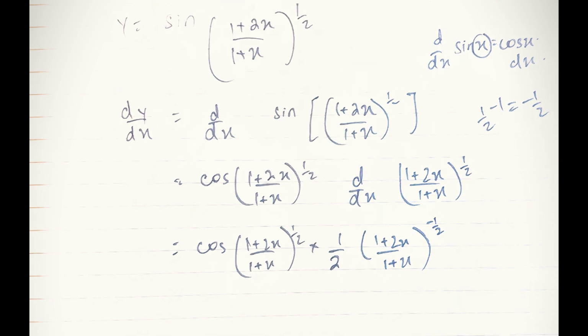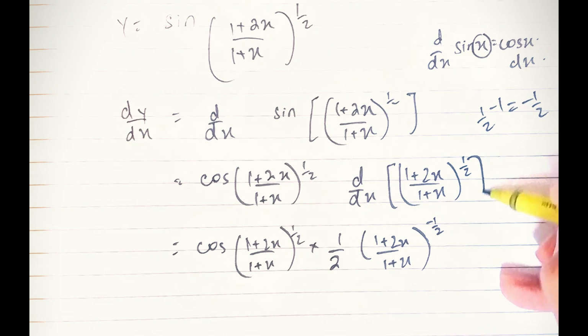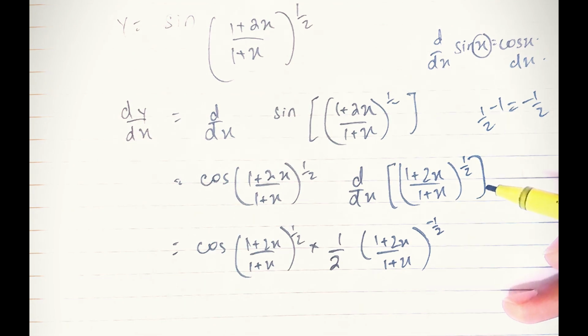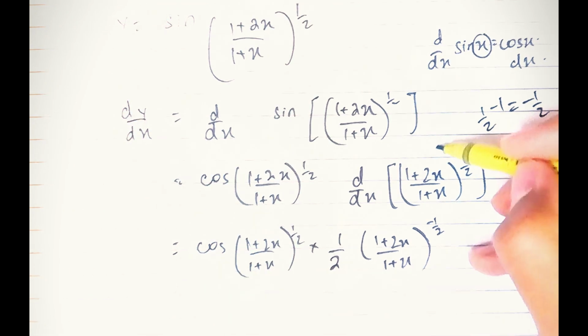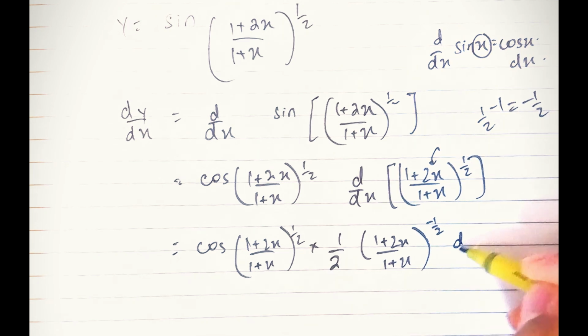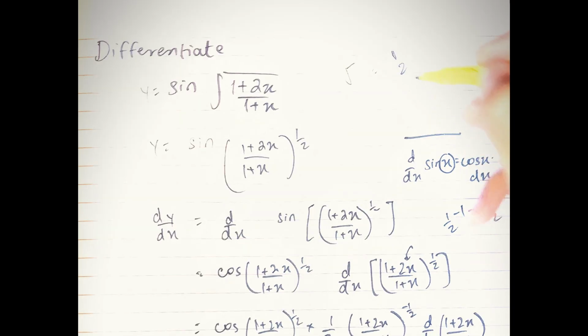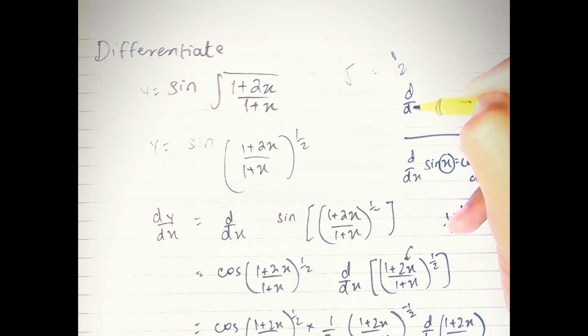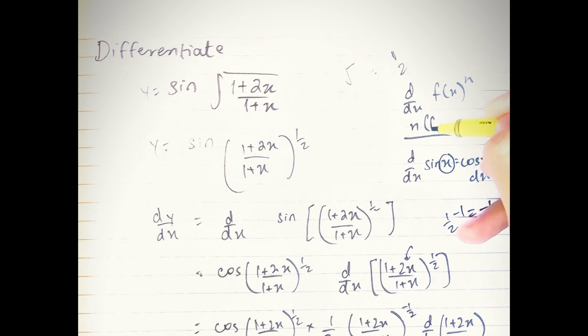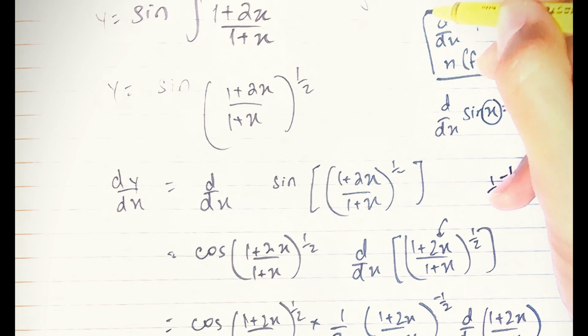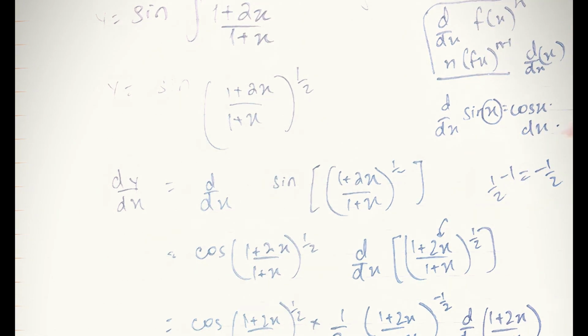And now again, the derivative of the angle for this thing. Now the angle in a function is anything which is present under the exponent. So this would be my angle right over here. So again, the derivative of (1 plus 2x) divided by (1 plus x). I hope that makes sense. Let me just give you a general formula for that. d by dx of f(x) to the power n is n times f(x) to the power n minus 1, times the derivative of the angle. Now what is the angle? It is f(x). Okay, so this is the general formula for dealing with any function which has an exponent.